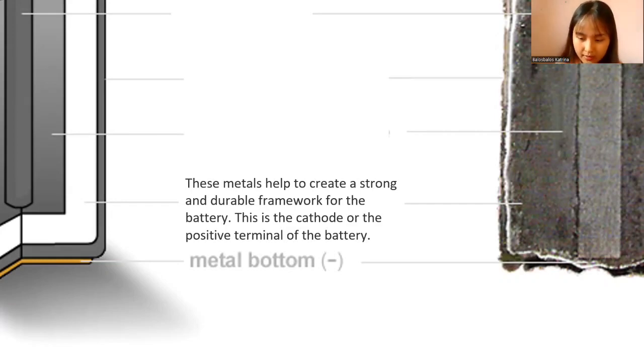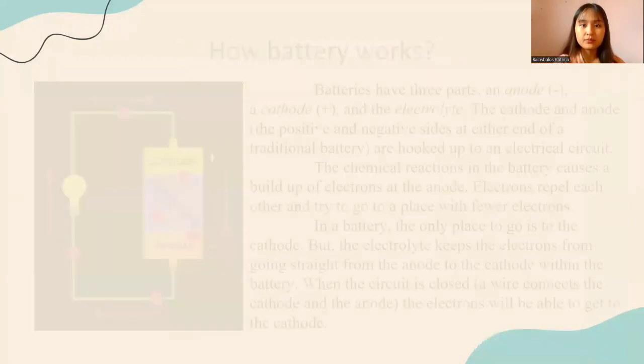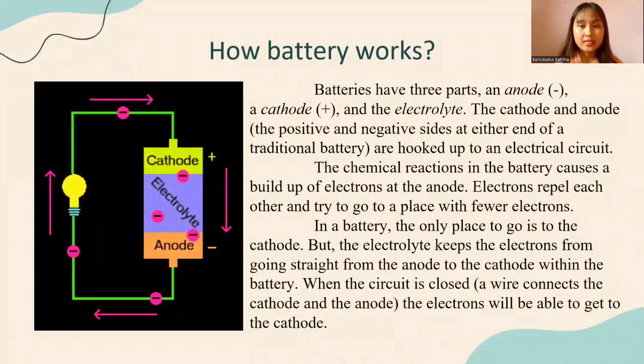Now, you may ask, how does batteries work? So, ayan. Batteries have three parts. Meron tayo sa taas yung cathode, or that is the positive side, the electrode, positive side of the battery. Sa gitna, ito yung electrolyte. Sa baba, meron tayong anode. Now, the cathode and anode is the positive and negative side at either end of a traditional battery. They are hooked up to an electrical circuit.